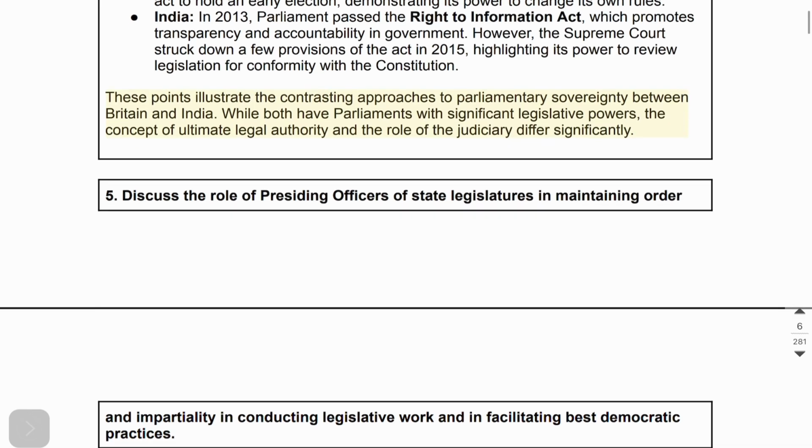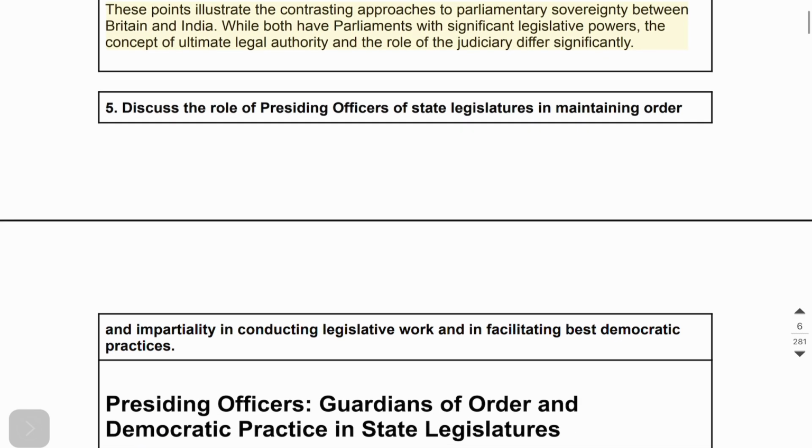These points illustrate the contrasting approaches to parliamentary sovereignty between Britain and India. While both have parliaments with significant legislative powers, the concept of ultimate legal authority and the role of the judiciary differ significantly.